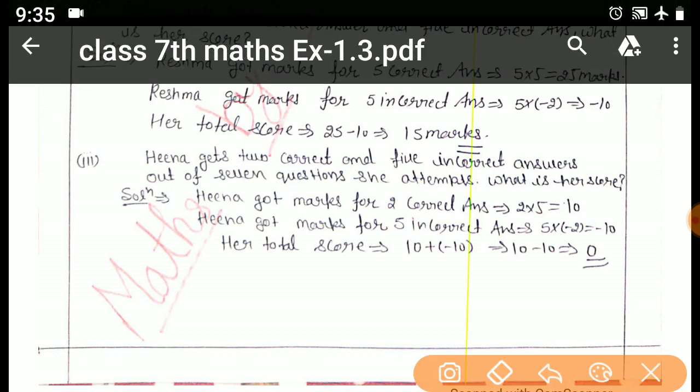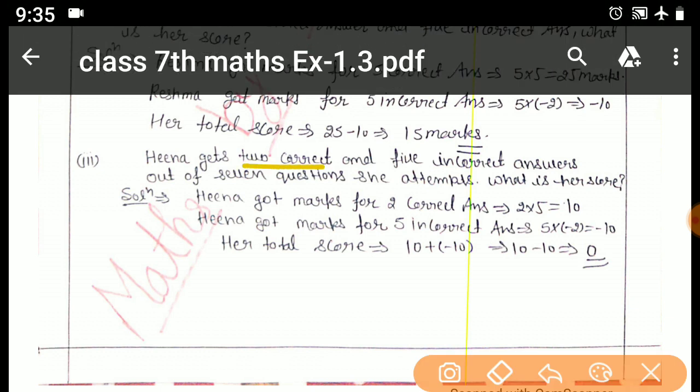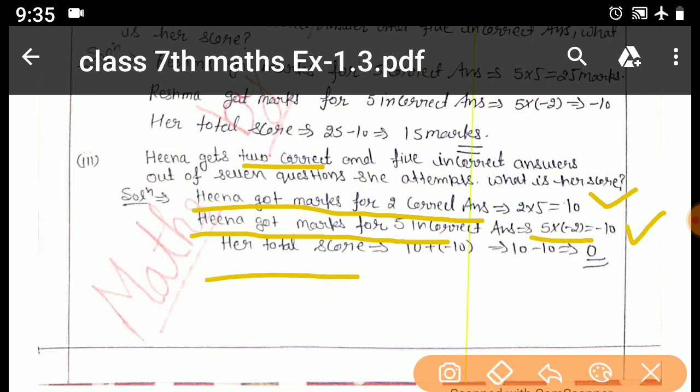Hina gets 2 correct answers. So first of all we will find her marks for 2 correct answers. 2 multiply 5, this will give us 10 marks. And Hina got marks for 5 incorrect answers. There will be minus 2 marks for 1 incorrect answer, and for 5 we will multiply minus 2 by 5. This will give us minus 10, and her total score is 10 minus 10, 0.